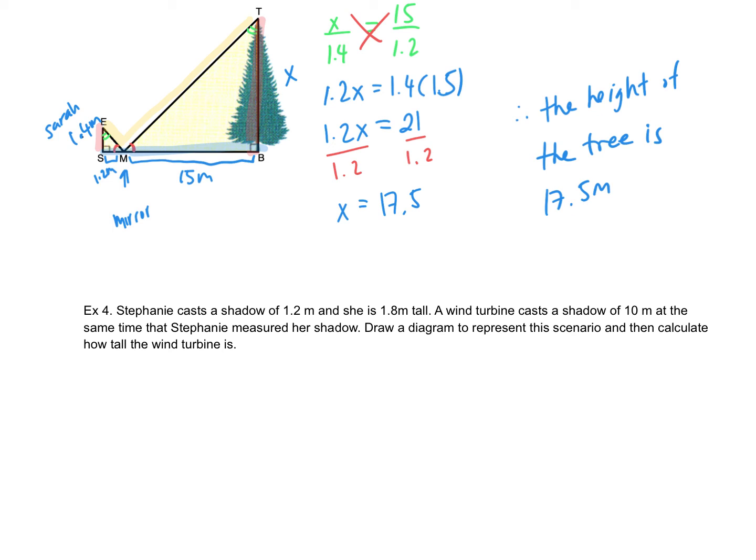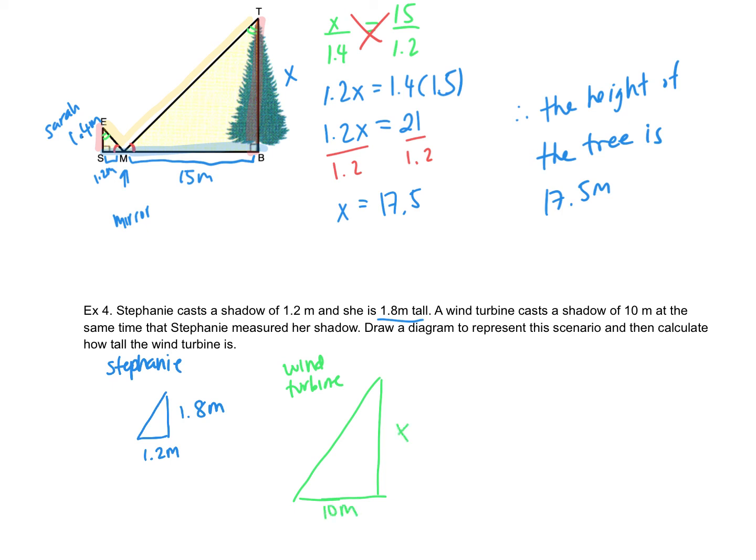Okay, so I'm going to create two separate triangles, one for Stephanie. So she is 1.8 meters tall, and her shadow is a little smaller. So here it is. Then we have the wind turbine, and this one, of course, is going to be larger. Doesn't have to be to scale, but I do want to draw it a bit larger. The shadow, so the shadow's on the ground, is 10 meters, but we don't know the height of the wind turbine. That's actually what we're looking for.